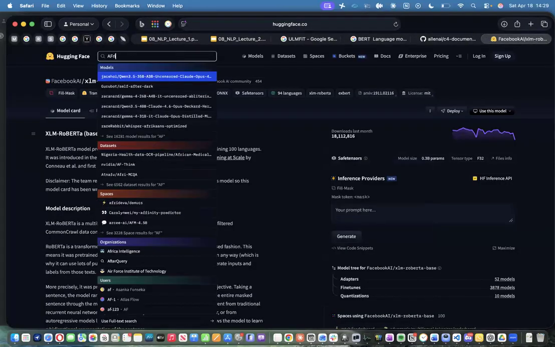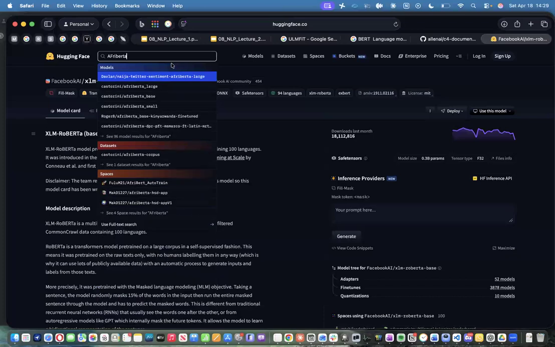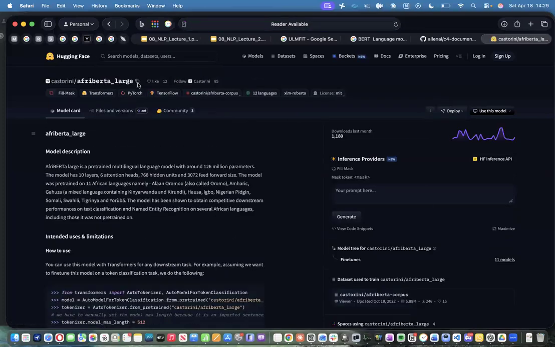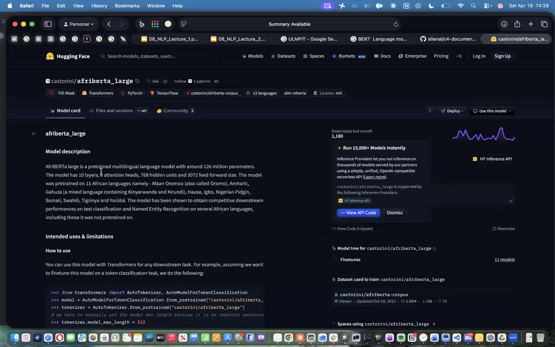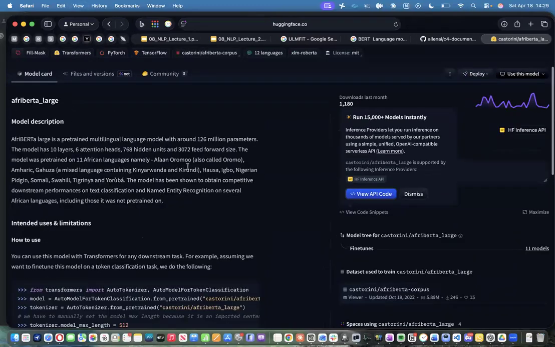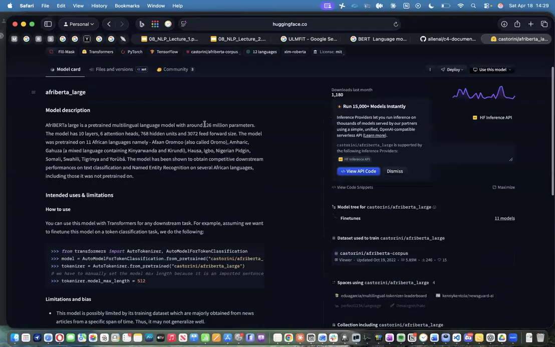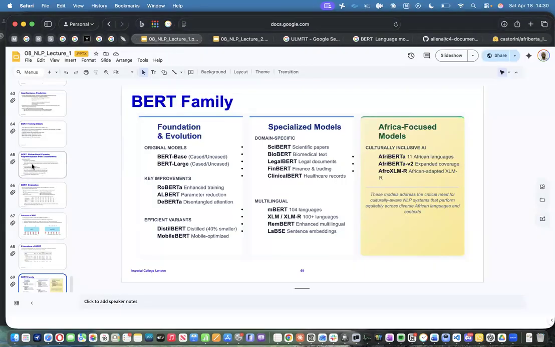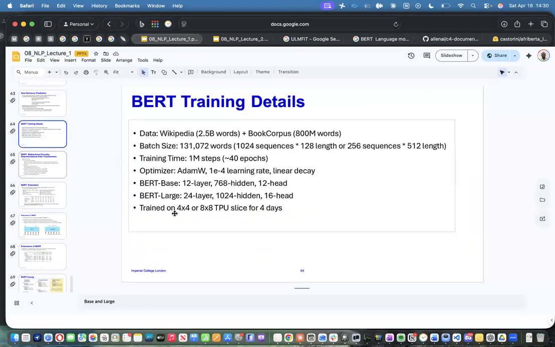If you look, this is AfriBERTa. It's a pre-trained multilingual language model with 126 million parameters. The model has 10 layers, 768 hidden units. So if you go back here where we talked about BERT, this is it. You can see it's 12 layers, 12 heads. You can see this is a base, right?